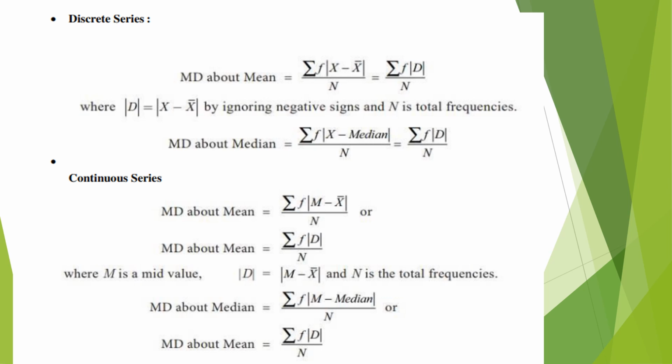In continuous series, mean deviation about mean, summation of f, mod of m minus x mean upon capital N, where m is the mid value. Similarly, mean deviation about median is sigma f into mod of m minus median upon sigma f. Again, where m is the mid value, and we ignore the signs only in mean deviation, because in the formula we have used the absolute sign.